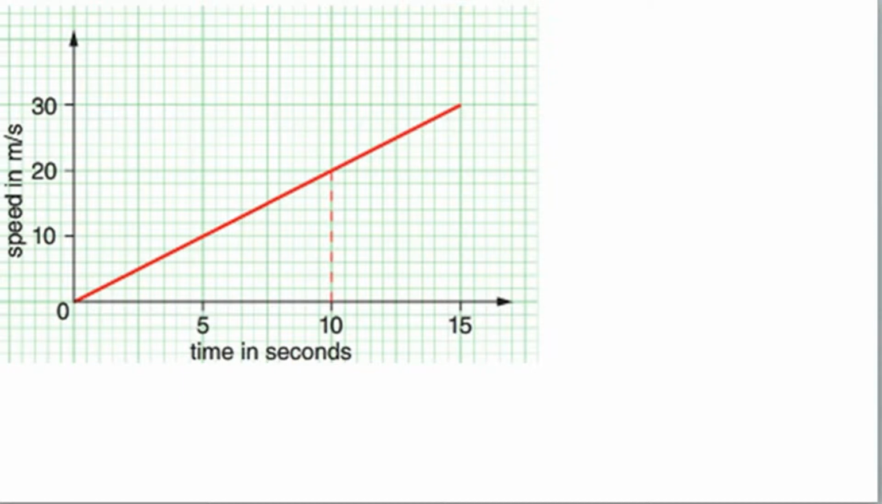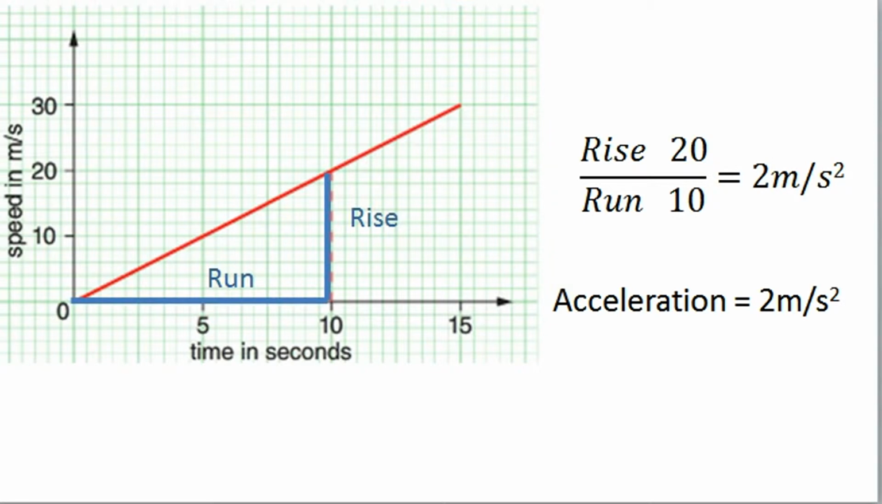Now, the gradient of a line is the distance on the y-axis divided by the distance on the x-axis. Or, to put it another way, the rise over the run. Here's our rise of 20, and here's our run of 10. So 20 divided by 10. How many 10s do you get in 20? You get 2, so that's 2 meters per second squared. So our acceleration is 2 meters per second squared.